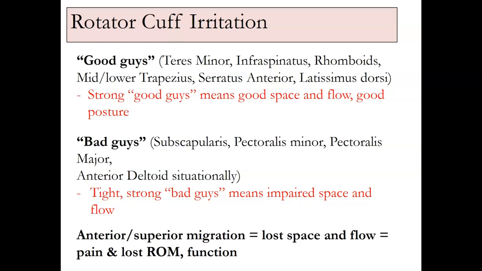Bad guys, we don't want tight. Bad guys, they really pull it forward, pull it up, jam it up in there, do all kinds of bad things. Subscapularis is a big culprit with this, especially with forward posture. You see a lot of that. Needs to be calmed down, stretched right out, straightened right out. Pec minor, we talked about that. Again, with this, that pec minor is a key muscle for all these impingement, rotator cuff issues. We're going to stretch that sucker out, the pec major, anterior deltoid somewhat. Try to get that anterior superior migration back and down again. Get that, restore the space and flow.